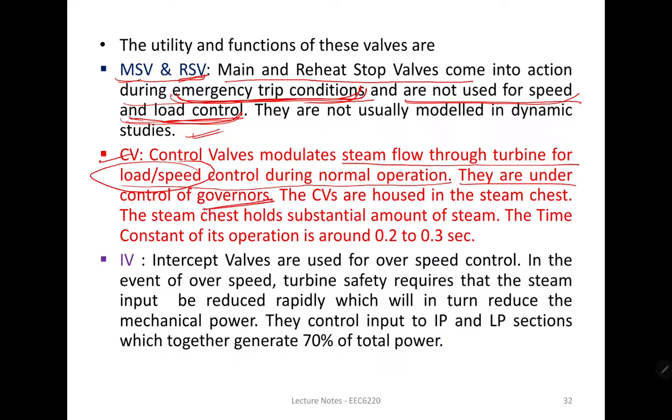So the control valves are housed in the steam chest, okay. The steam chest holds a substantial amount of steam. So the time constant of its operation is around 0.2 to 0.3 second. In this small time it just operates, all right.